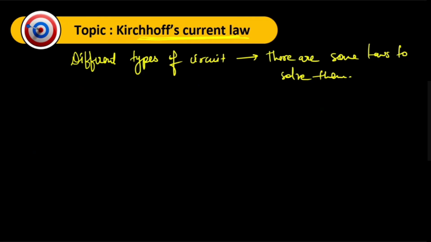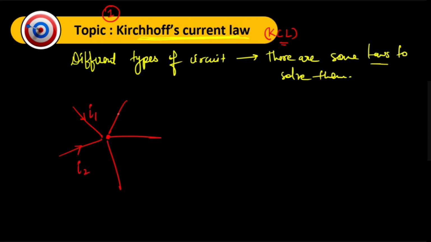So how are these laws operated and what are these laws? Basically there are two laws. One is Kirchhoff's current law, also known as KCL. The law simply says, suppose there is a junction of wires, like three or four wires all meeting at this point. Suppose two wires are carrying current to the junction, while three wires are taking it from it.